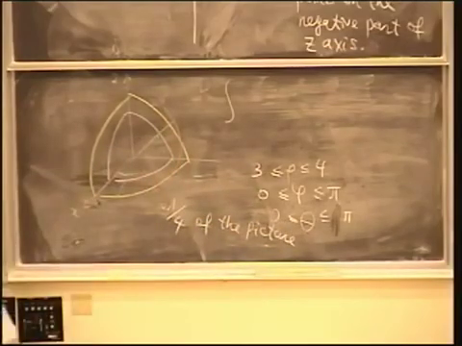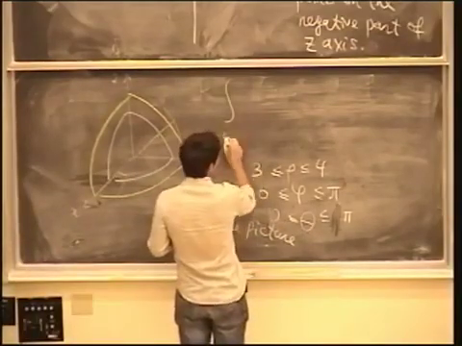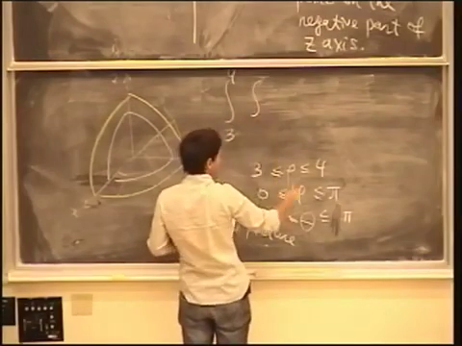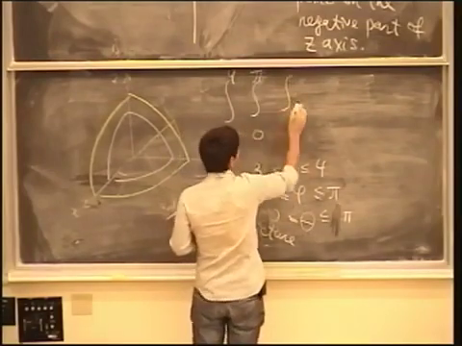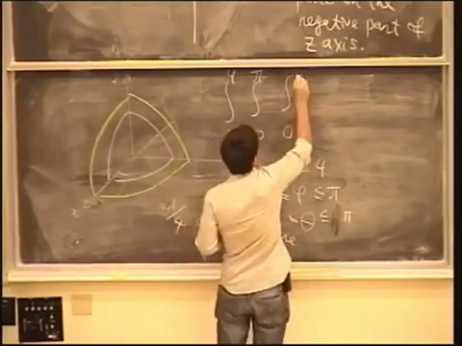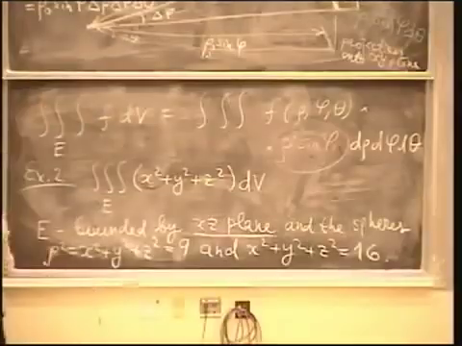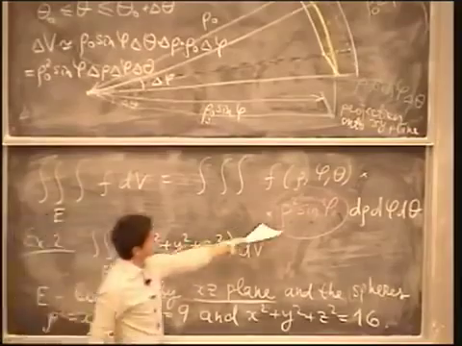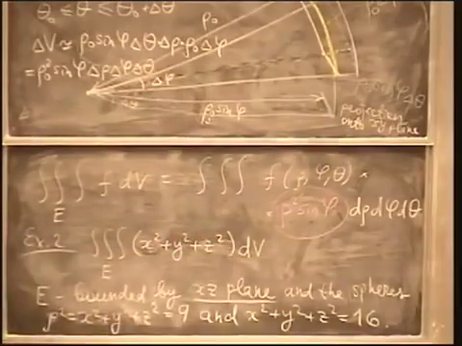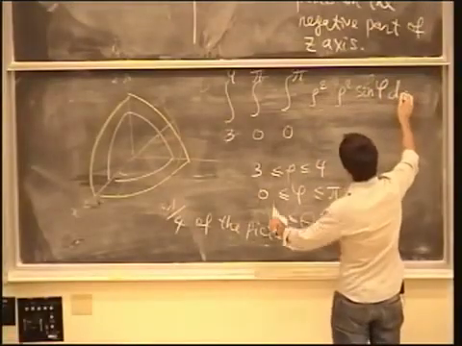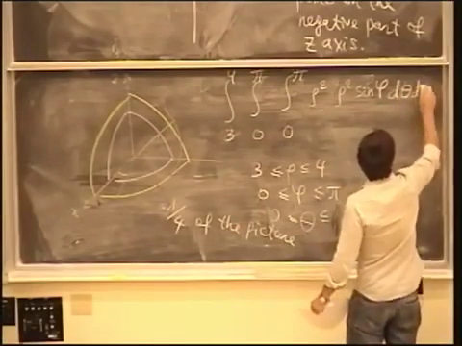Okay, so here you're going to have rho from 3 to 4, and then phi from 0 to pi, and theta from 0 to pi, and then you don't forget your function, which is rho squared, and don't forget the extra factor, which is rho squared sine phi. So times rho squared sine phi, d theta d phi d rho.